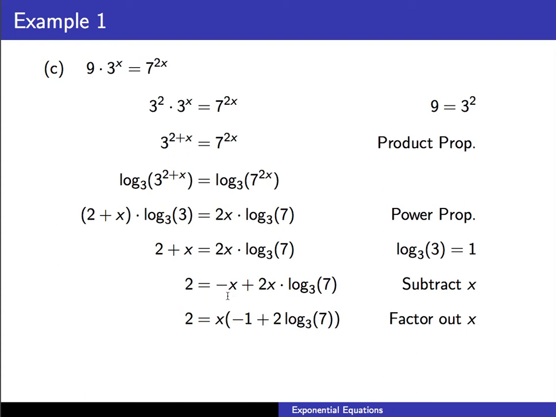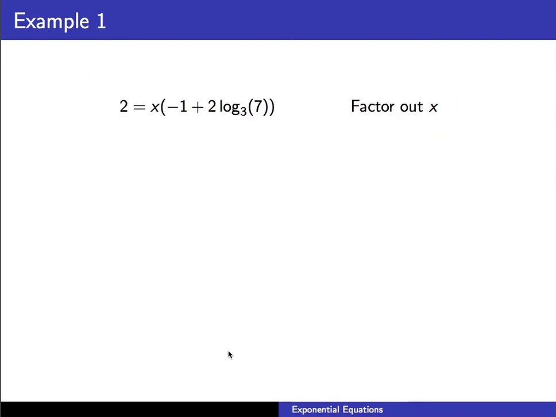And on the right hand side, we're going to get x times negative 1 plus 2 log base 3 of 7. So x times this expression, as crazy as it looks, this negative 1 plus 2 log base 3 of 7, it is a real number. It's a crazy decimal real number, but it's still a real number. So since we're multiplying x by this real number, we can just divide both sides by that negative 1 plus 2 log base 3 of 7. And when we do that and we put it into our calculator, we get about 0.7866.